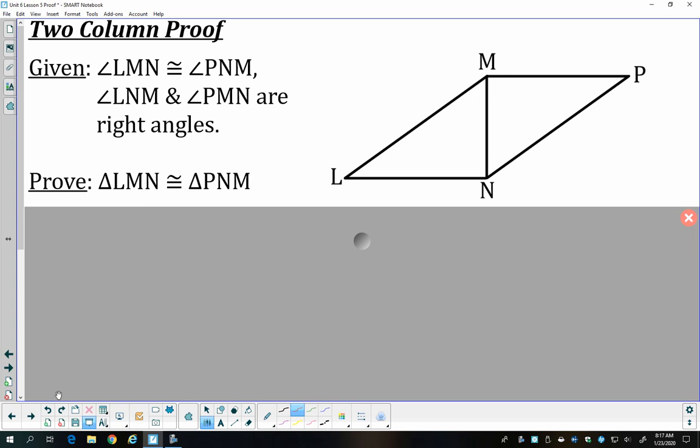marked on them. So my advice is to always mark the pictures up with what you know that you're given, and also with things you know because of things like vertical angles or reflexive property, midpoints, things like that. Once you mark the picture up, you have an idea of how your proof should flow. So I'm going to mark up what I know here.